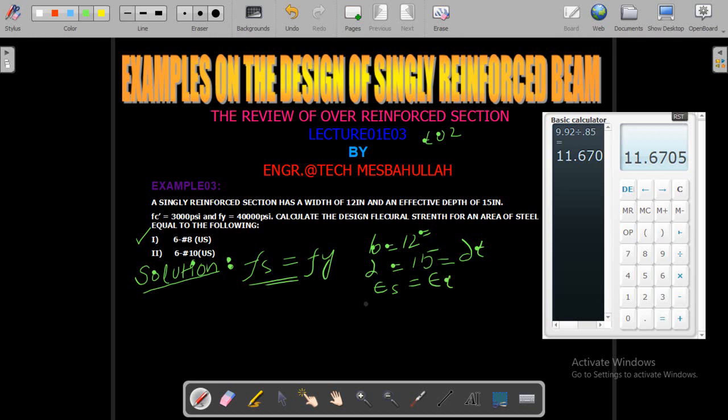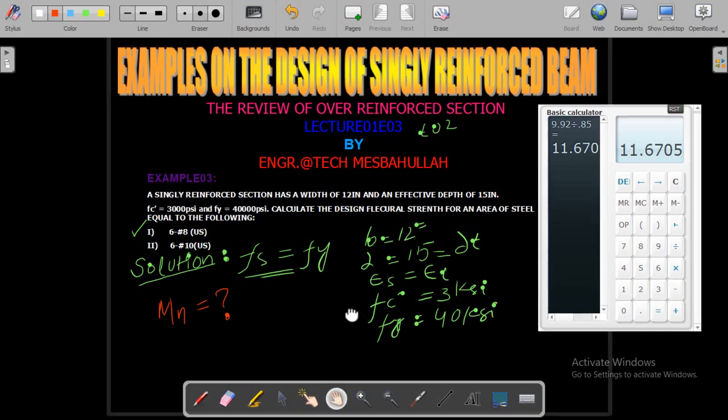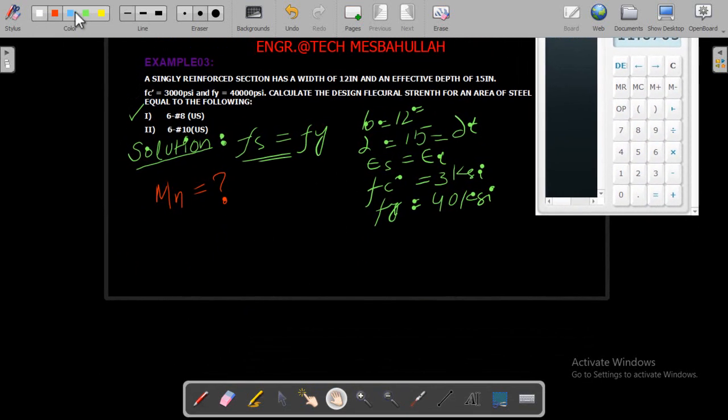Now Fc prime is given, that is 3000 psi or 3 ksi, and Fy is given, that is 40,000 psi or 40 ksi. And what we have to determine is the moment capacity, that is the flexure strength Mn. So this is all about the data, and now let's start the example.